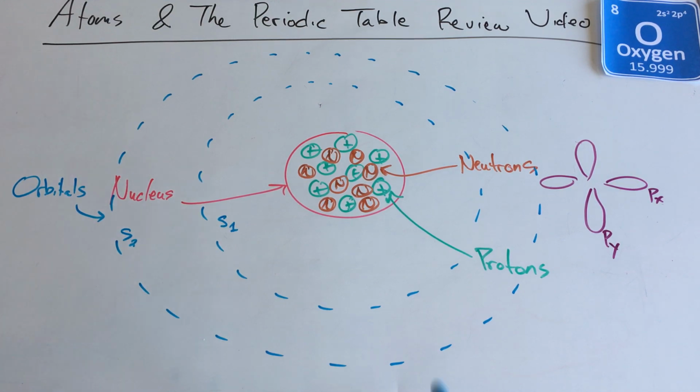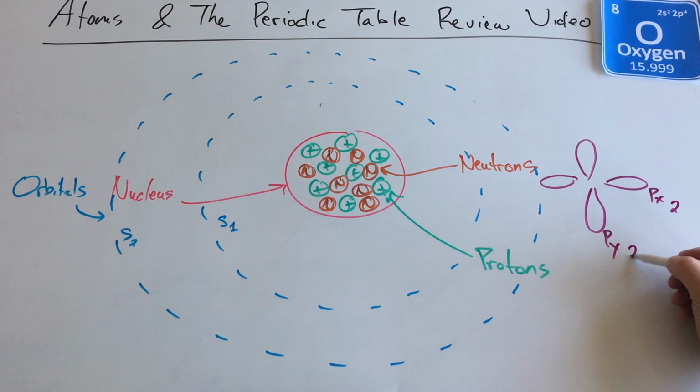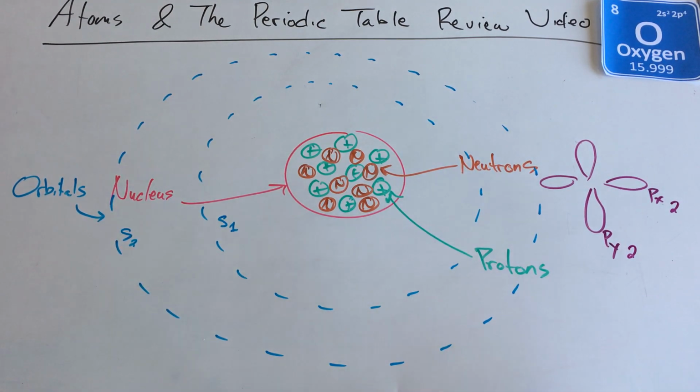Now, on each orbital shape, you can have up to 2 electrons. So px can have 2 electrons, py can have 2 electrons, pz can have 2 electrons, which means the total on the p orbitals is 6 electrons.